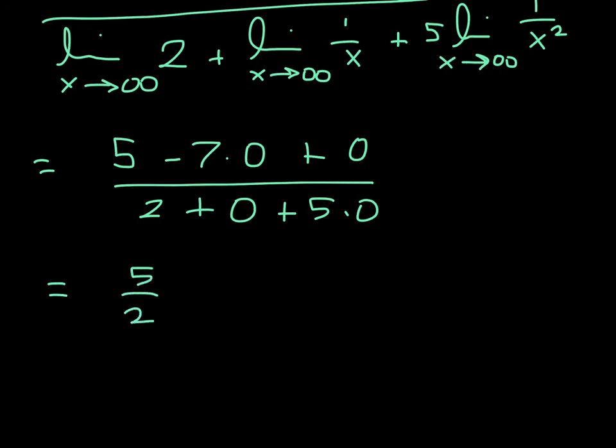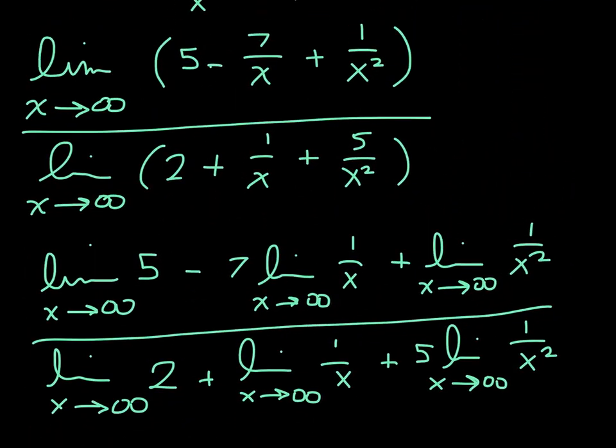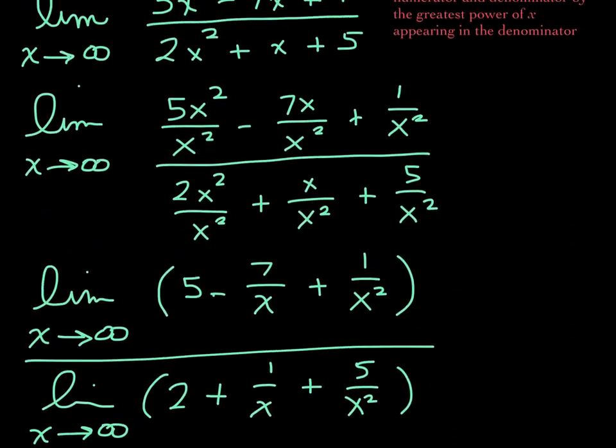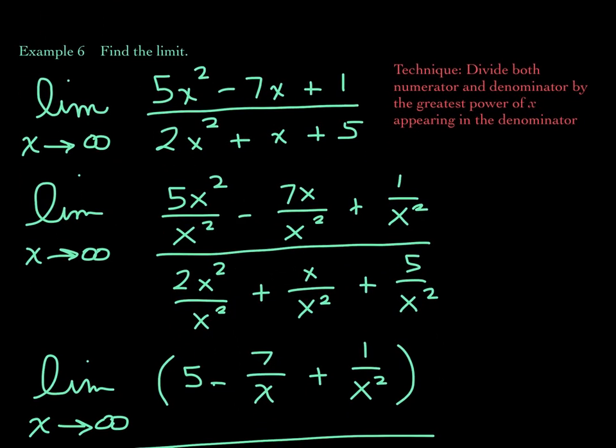Isn't this really cool? What's really, really cool is that 5 halves happens to be the ratio of the leading coefficients. Look at that. And I can make that huge shortcut as long as the degrees are the same.